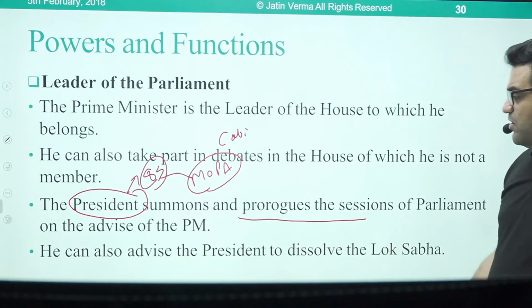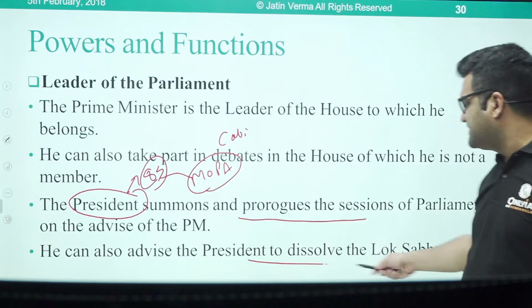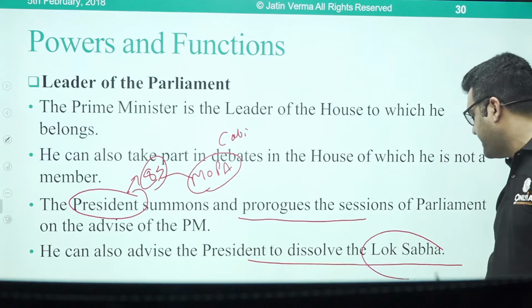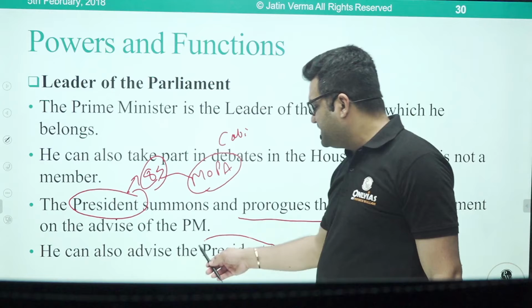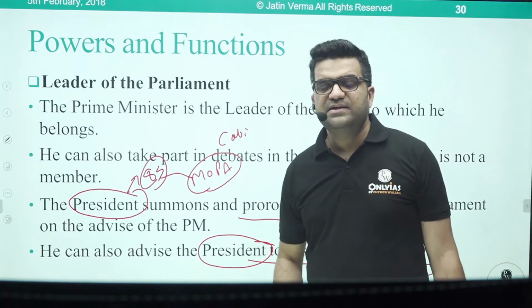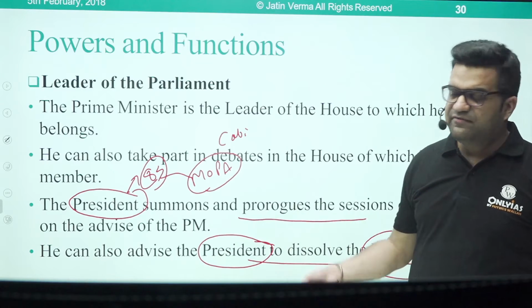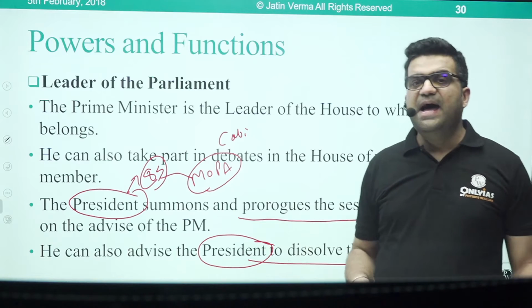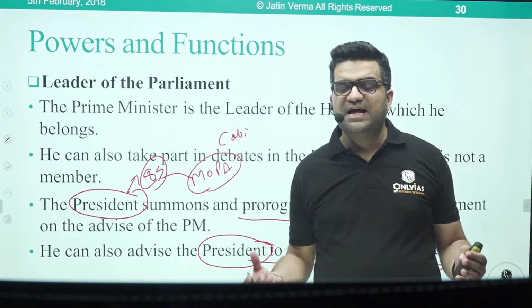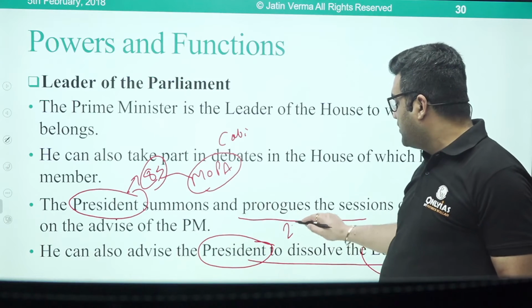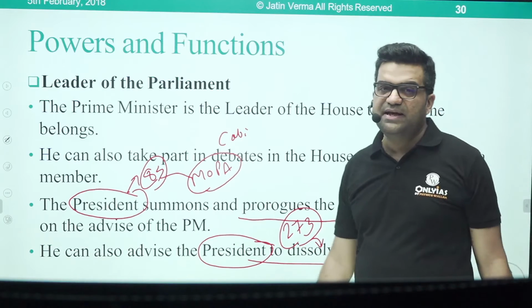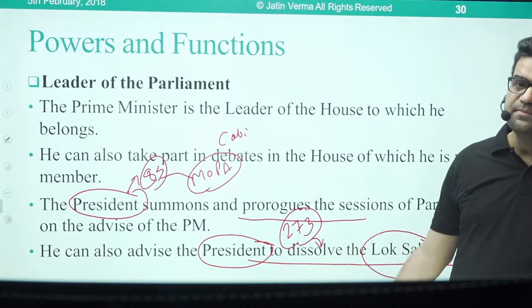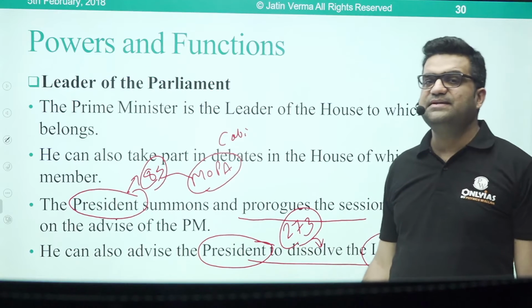Okay. He also advises, the Prime Minister advises the President to dissolve the Lok Sabha. As I explained earlier, it is ultimately going to be the discretion of the President whether he dissolves it or not. If he thinks that the Prime Minister actually carries weight, actually carries the confidence of 273 members, then he can call the midterm elections. Then he can dissolve the Lok Sabha on the advice of the Council of Ministers, right?